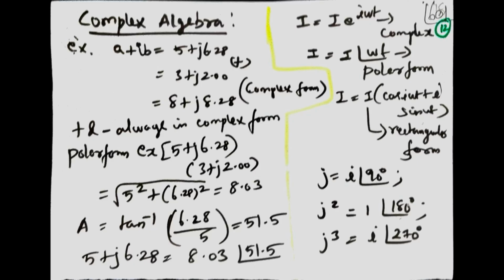Complex algebra, example a plus jb, that is 5 plus j 6.2, that is complex algebra format, or 3 plus j 2, 8 plus j 8.2. Plus and minus always appear in complex form.